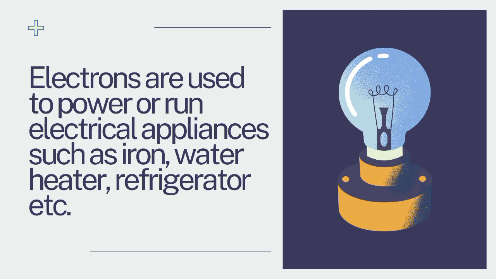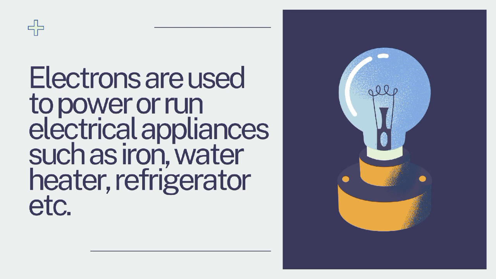In a circuit, there is what we call movement of electric charges. And this movement of electric charges is used to power or run electrical appliances in the home or even in any setting, be it at the workplace, in the school, in industries, or anywhere. Electrical appliances can be your iron, your water heater, your bulb, your lamps, any of the normal home devices that you use at home.